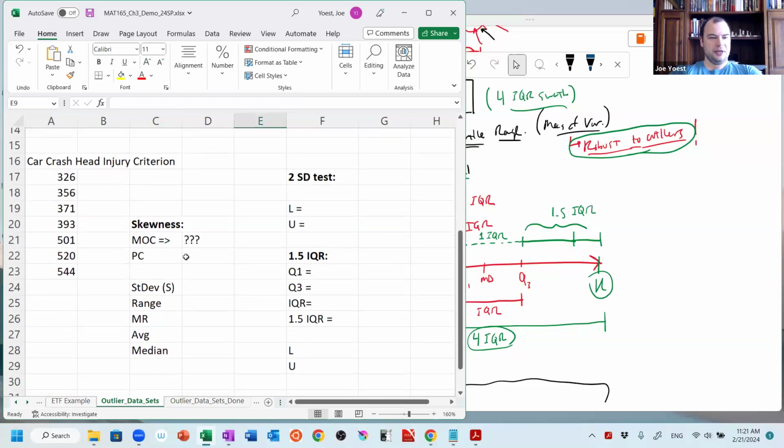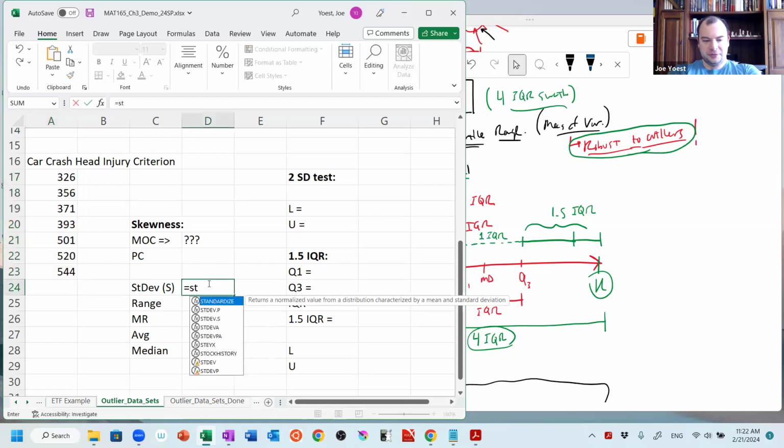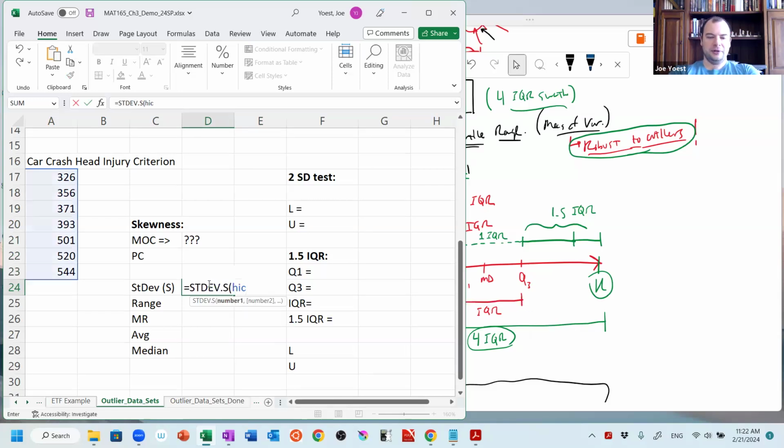Okay, let's do the same thing for the car crash head injury criterion data. So I'll select my data and I'll just call it HIC, for head injury criterion. And we'll go through and compute our descriptive stats here.